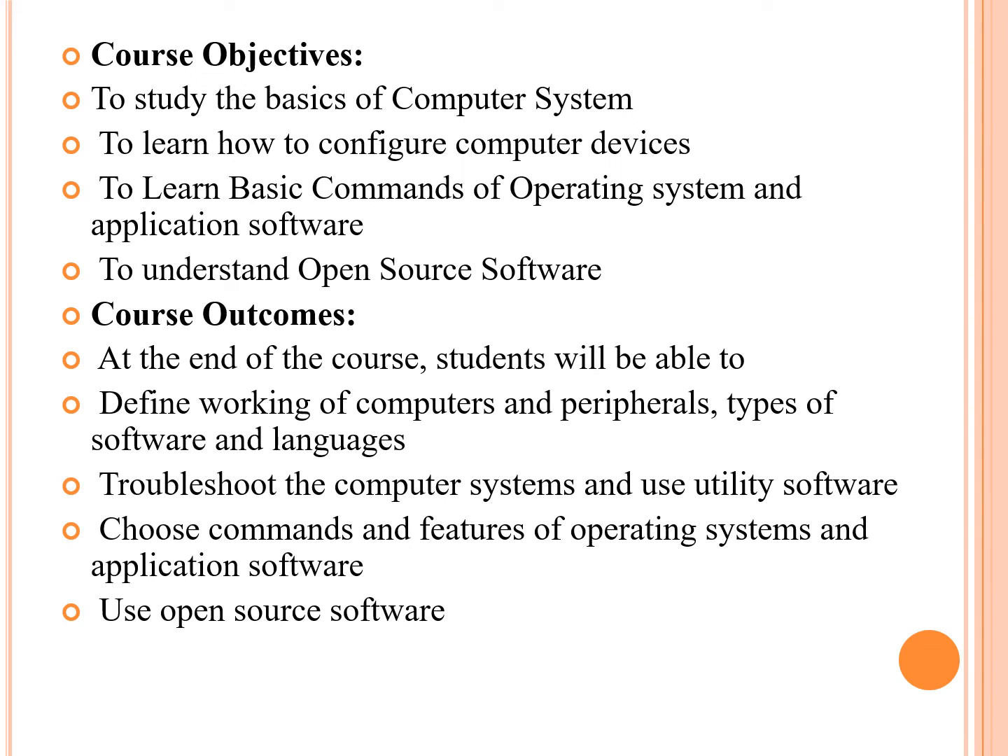After successful completion of this course, the course outcomes will be that the student will be able to define the working of computer and peripheral devices. They will be able to use various computer devices, how to use the various types of softwares and languages on computer, how to troubleshoot the computer system and use utility softwares. The student will be able to choose the commands and features of operating systems and application softwares. They will be able to use the various open source softwares which are available in the market.